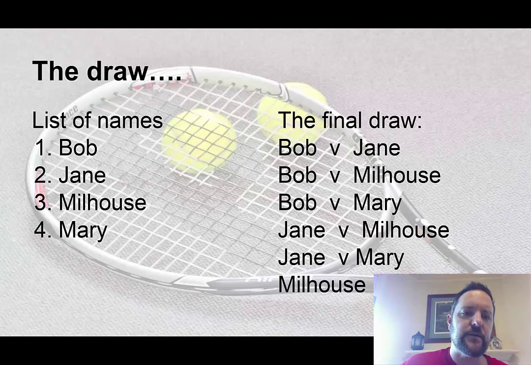We have the names of Bob, Jane, Milhouse and Mary over here. And then over here the final draw will be Bob versus Jane, Bob versus Milhouse, Bob versus Mary, then Jane versus Milhouse, Jane versus Mary, and Milhouse versus Mary. Now you can see that there's a little bit of a pattern going on there, and that's really important to recognize. Now I'm sure that every player has played every other player because of the way that this list has been constructed.